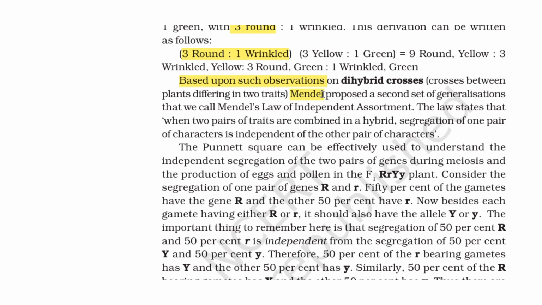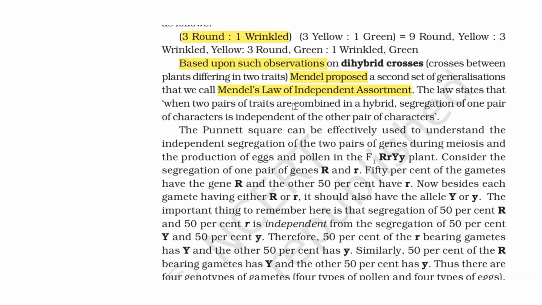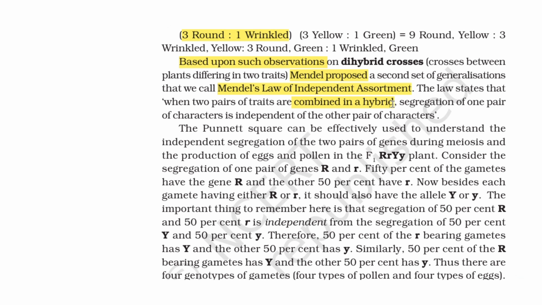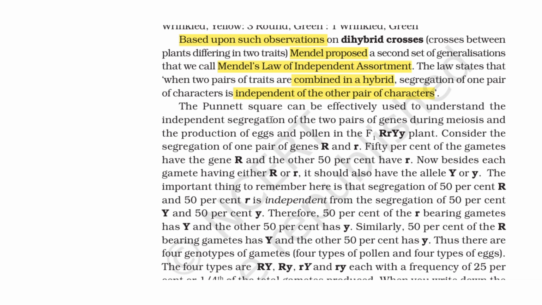Based upon such observations on dihybrid crosses between plants differing in 2 traits, Mendel proposed a second set of generalizations that we call Mendel's law of independent assortment. The law states that, when 2 pairs of traits are combined in a hybrid, segregation of one pair of characters is independent of the other pair of characters. The Punnett square can be effectively used to understand the independent segregation of the 2 pairs of genes during meiosis and the production of eggs and pollen in the F1 RrYy plant.